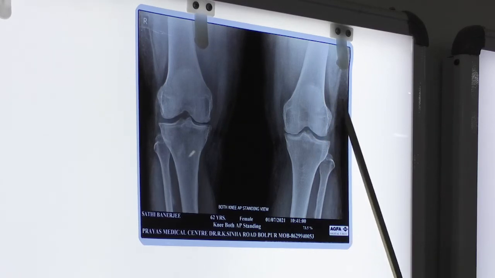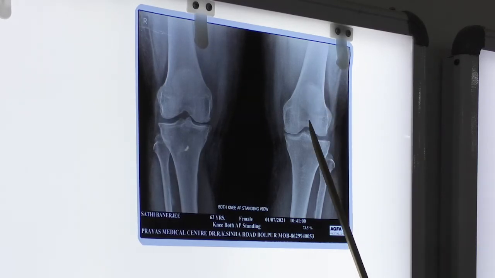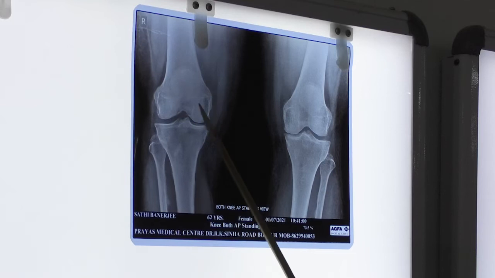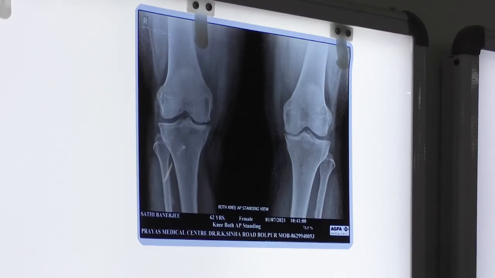But for the patella you can see the margin, but you cannot see the exact position of the patella here.